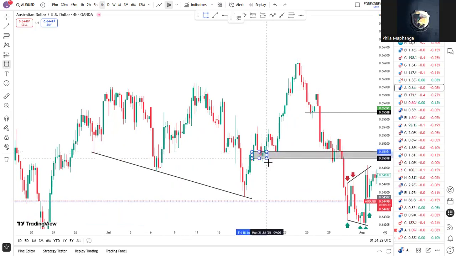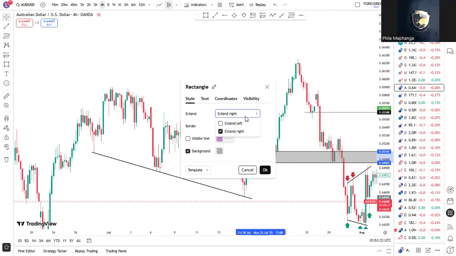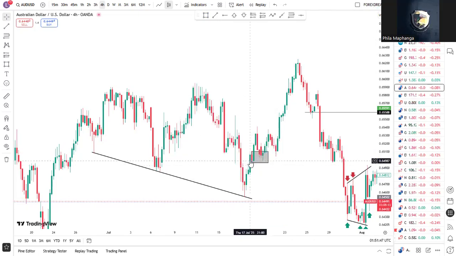Look at this. I'm on the 4-hour chart. Check when the continuation pattern was created: 18 July around 5 a.m. When was the continuation pattern tested? 20 July. The market continued to the upside. It is straight to the point. A continuation pattern is a pattern that shows that the market is still going in that particular direction.